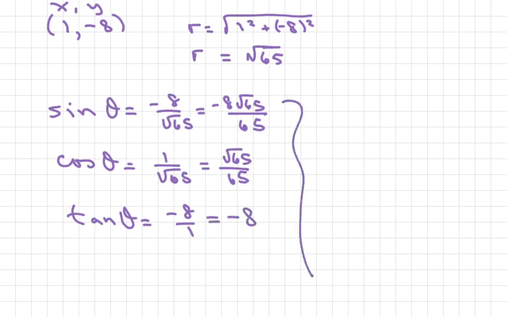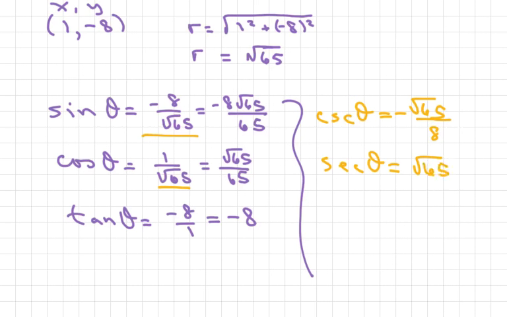And then we reciprocate everything. For the first two, I'm going to use those two. So cosecant of theta is negative square root of 65 over 8. Secant of theta is square root of 65 over 1. And then cotangent of theta is negative 1/8. Okay. And this is getting kind of long, so let's do just one more.